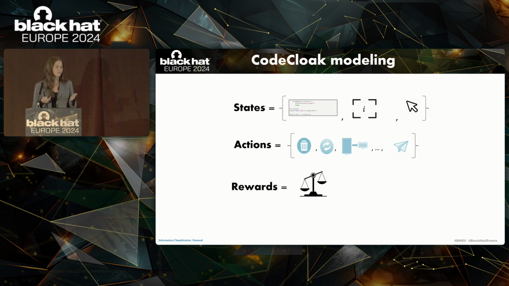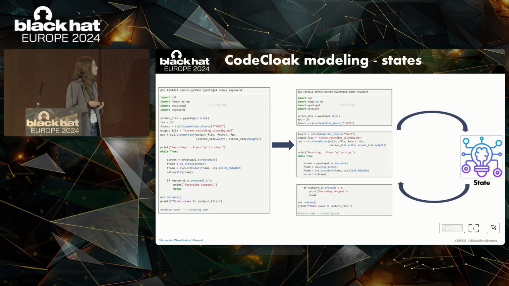So now we can finally explain how we modeled our problem. And it's important to say that although DRL uses neural networks, it also relies on the same three main components as the traditional RL. So let's start with the states.